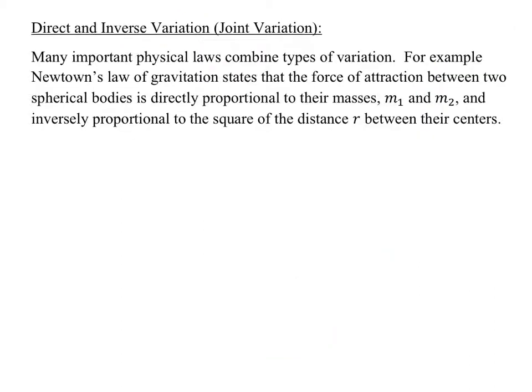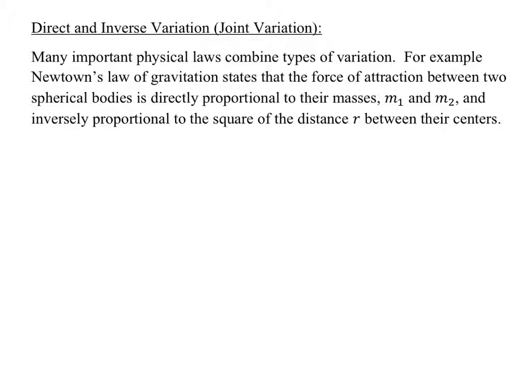All right, so let's look at something called direct and inverse variation together. It's known as joint variation, but it simply means you have both of them. So in this case, you have something proportional to one variable, but inversely proportional to another. All right, that's all you have here. So let's look at an example of this.